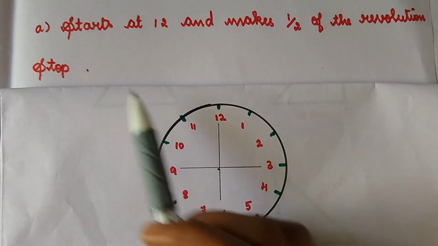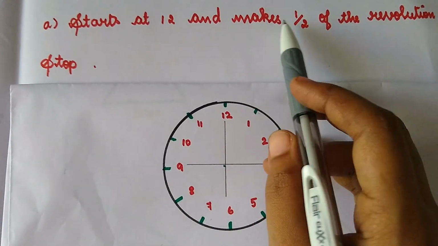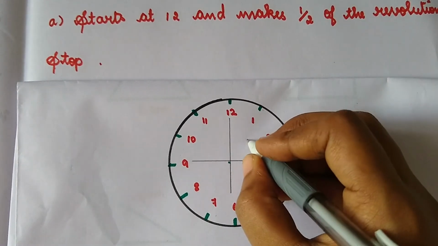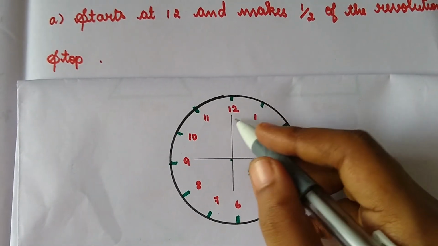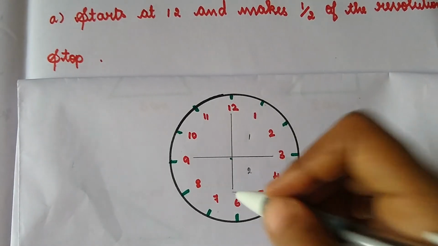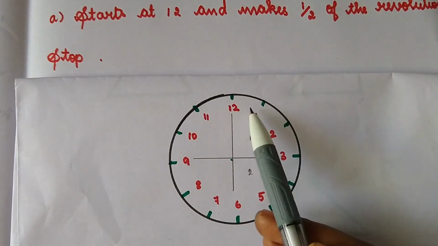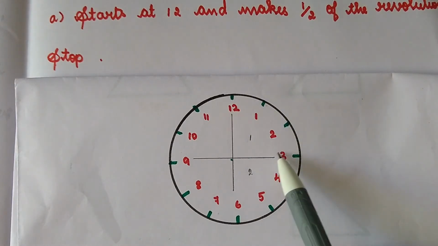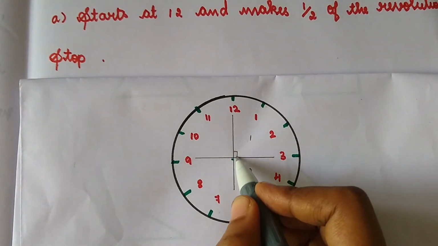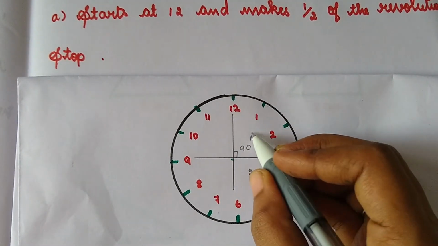See this, the time starts from 12 and makes half of the revolution. That is 2 right angles, this 1, 2. Here it stops at 6. Here when we move 3 numbers, or 15 minutes, we make a 90 degree rotation. This also means 1/4 revolution.